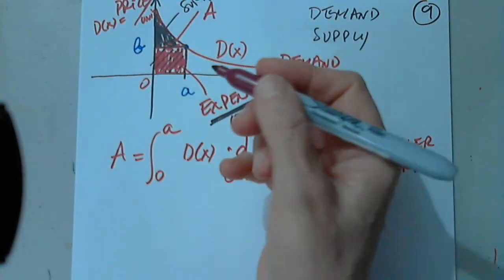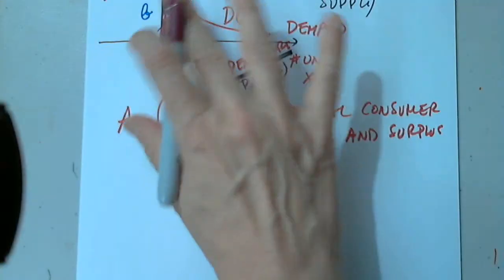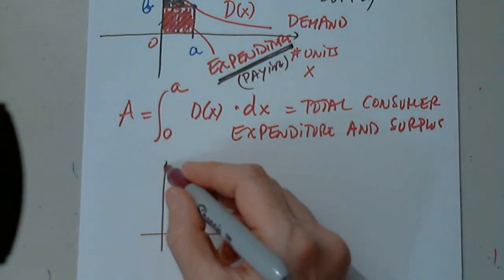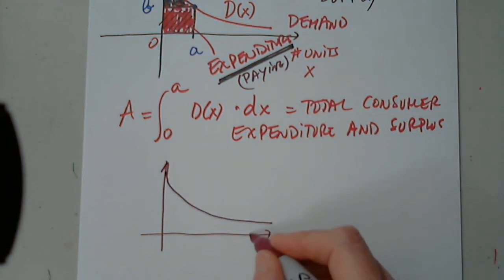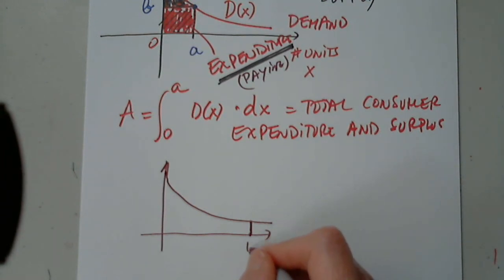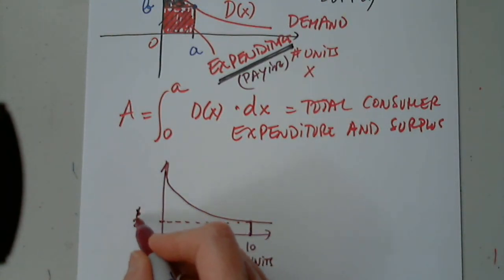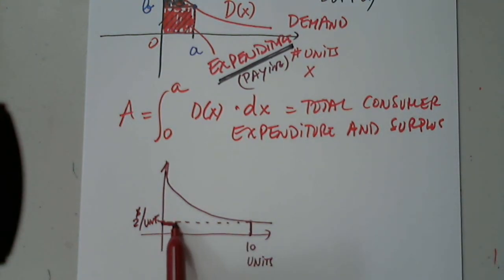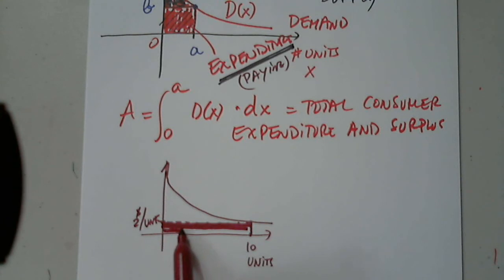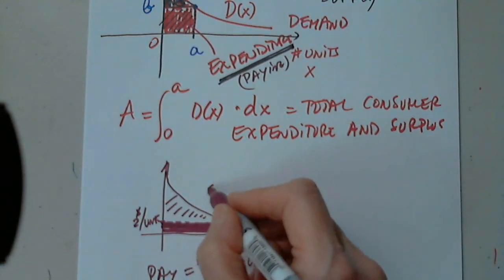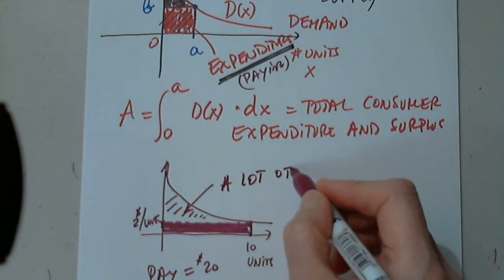So this is, for example, for 3. But what happens, I'm going to graph the same thing. I don't want to put it over there. So what if I have this and I pay, I'm going to say 10 units at this price, let's say $2 per unit. So I'm paying this. This is what I pay. Pay $20. 10 units at $2 per unit, I pay $20. But look how big this area is. A lot of surplus.